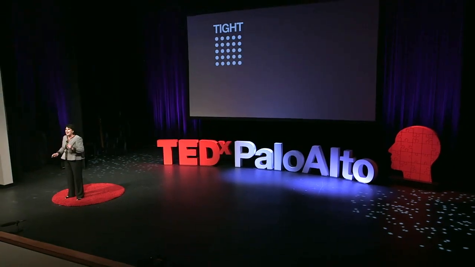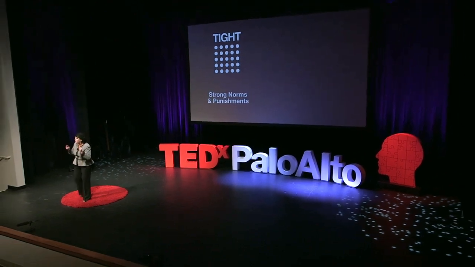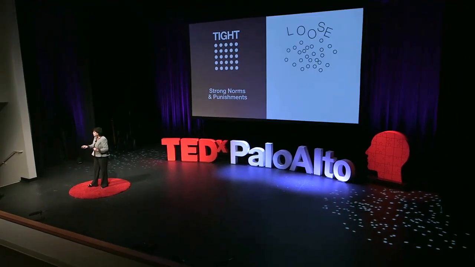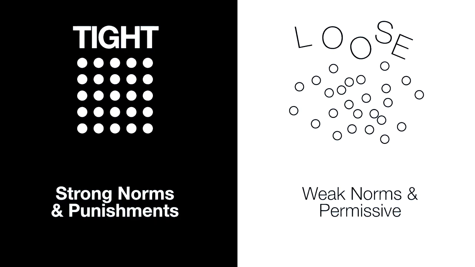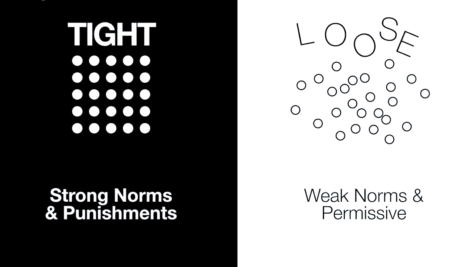Luckily, humans invented social norms to avoid these kinds of scenarios. They help us predict each other's behavior. They help us coordinate. They're the glue that keeps us together. But what I found is that this glue is stronger in some groups than others. Some groups are tight. They have strong norms and punishment for deviance. Other groups are loose. They have weaker norms, and they're much more permissive. And it turns out that this distinction is really important in understanding behavior all around the world, from abroad to at home.